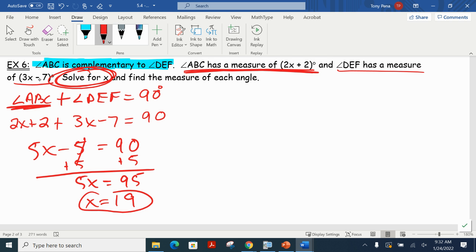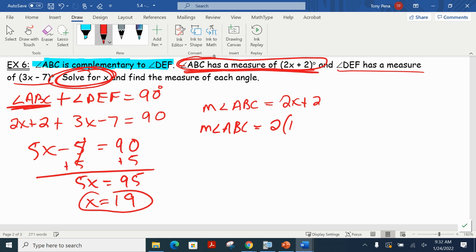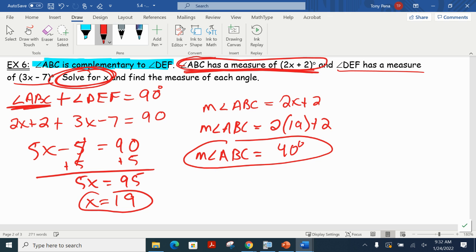The next thing, though, we need is the measure of angle ABC. So I'm just getting that from right here. Measure of angle ABC was 2x plus 2. And now we know what our x is. It's a 19. So we throw that in there. Evaluate that. That's 38 plus 2. So that's a 40-degree angle. So that's one of ours.